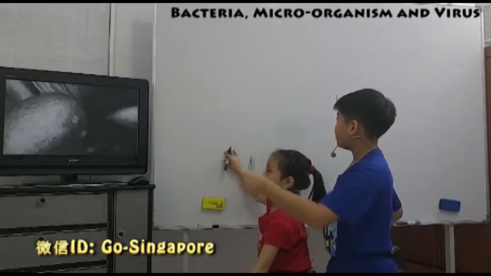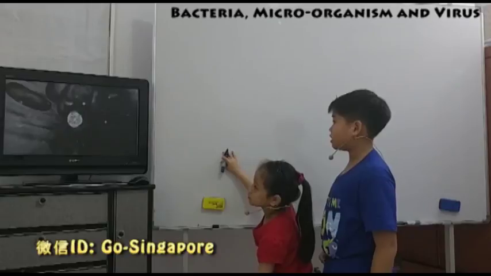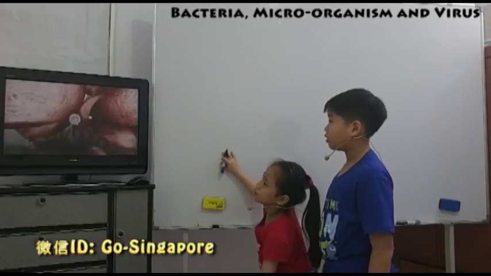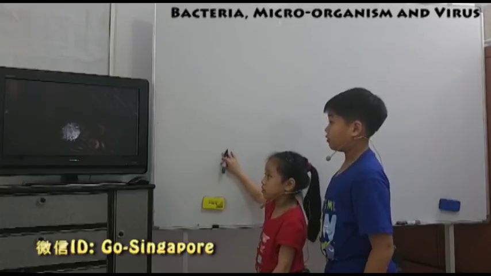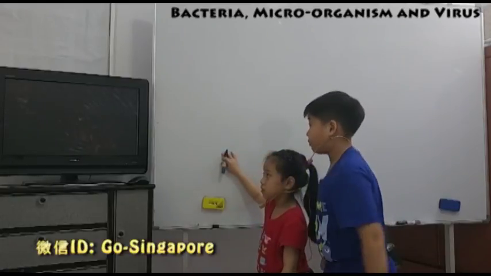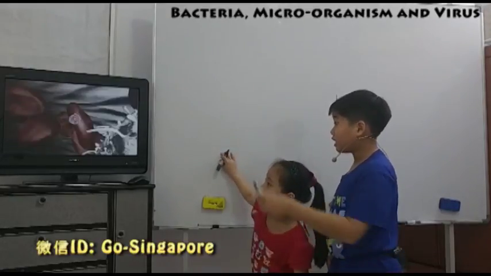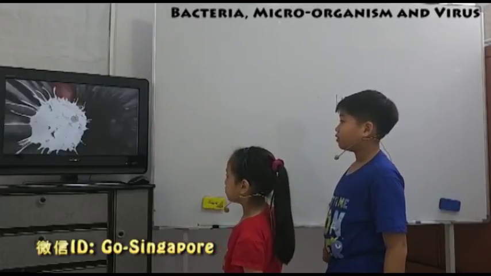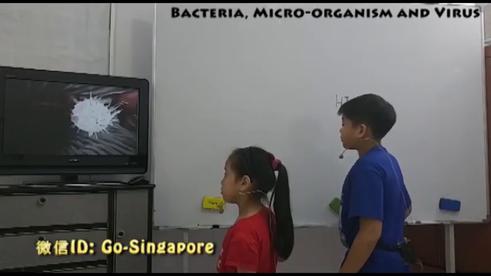Okay, let's look at how small the HIV is compared to these red blood cells. And white blood cells are even bigger. There, that's a white blood cell. See how big? But they can't eat it. They need to infect it.